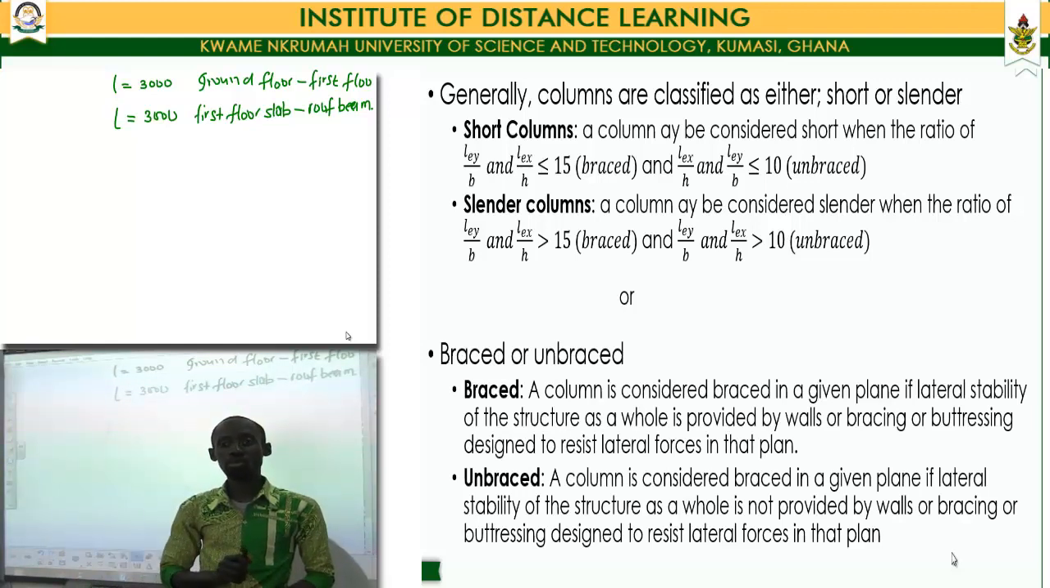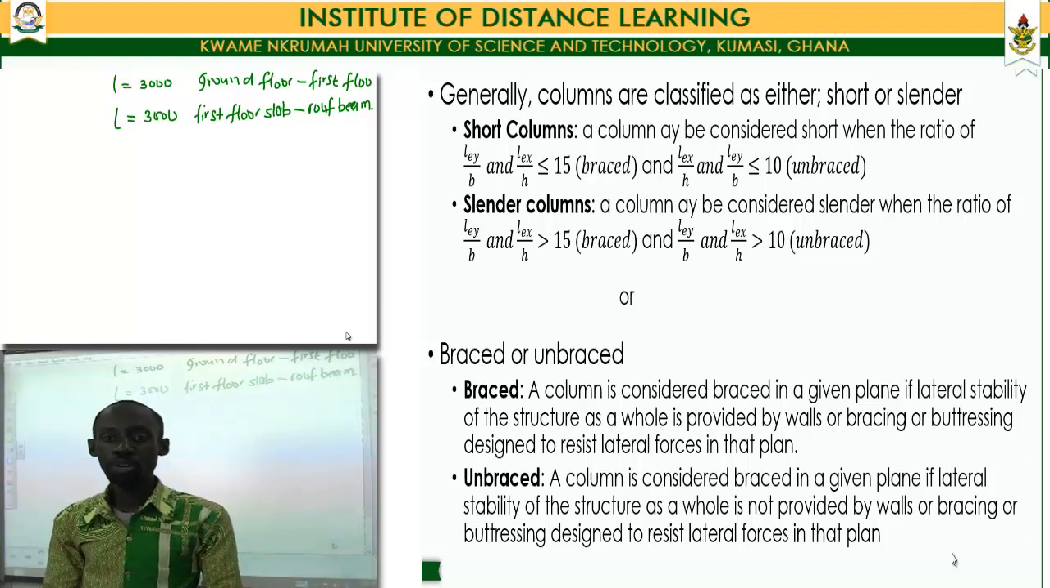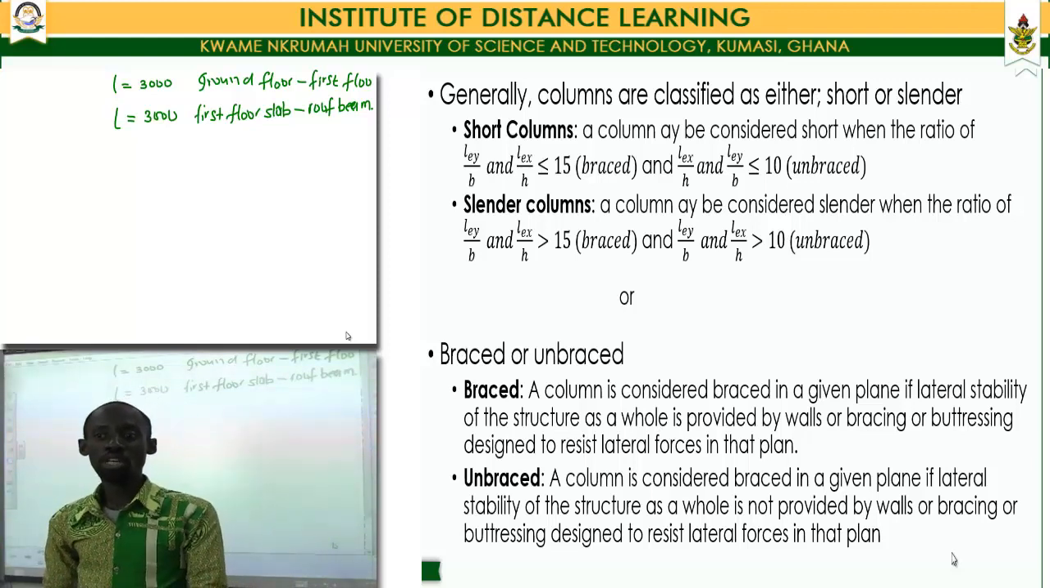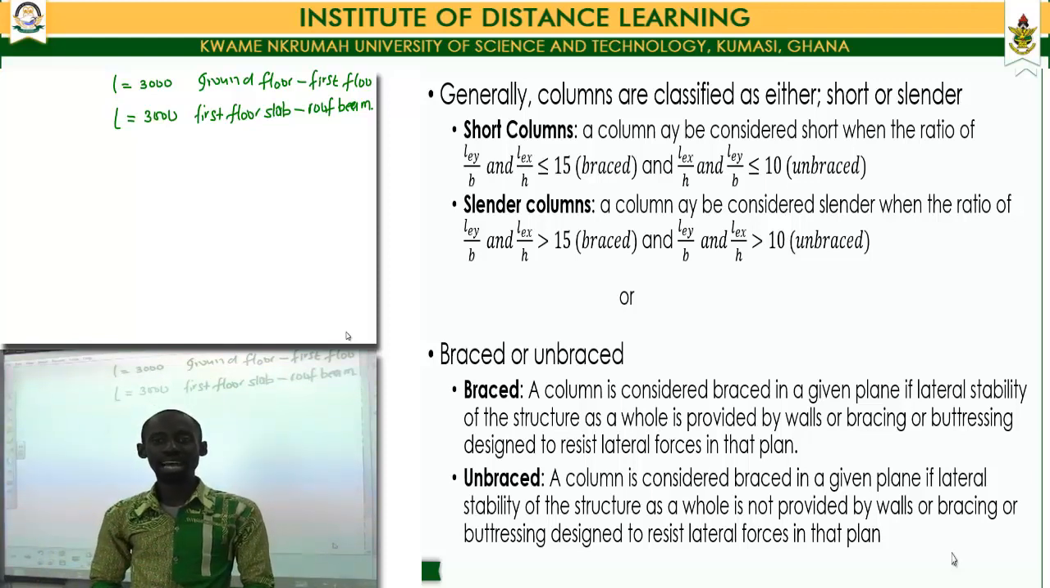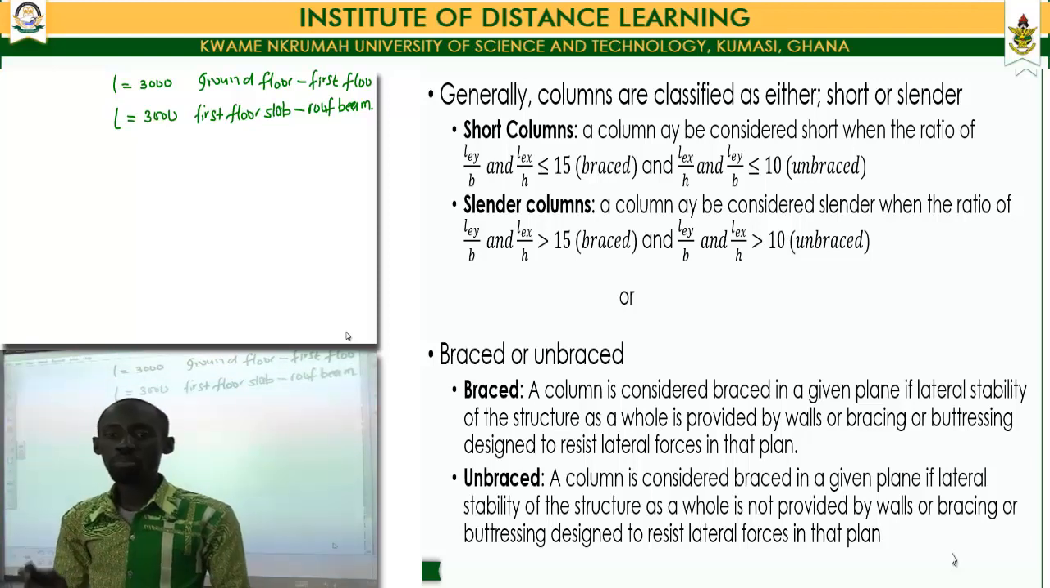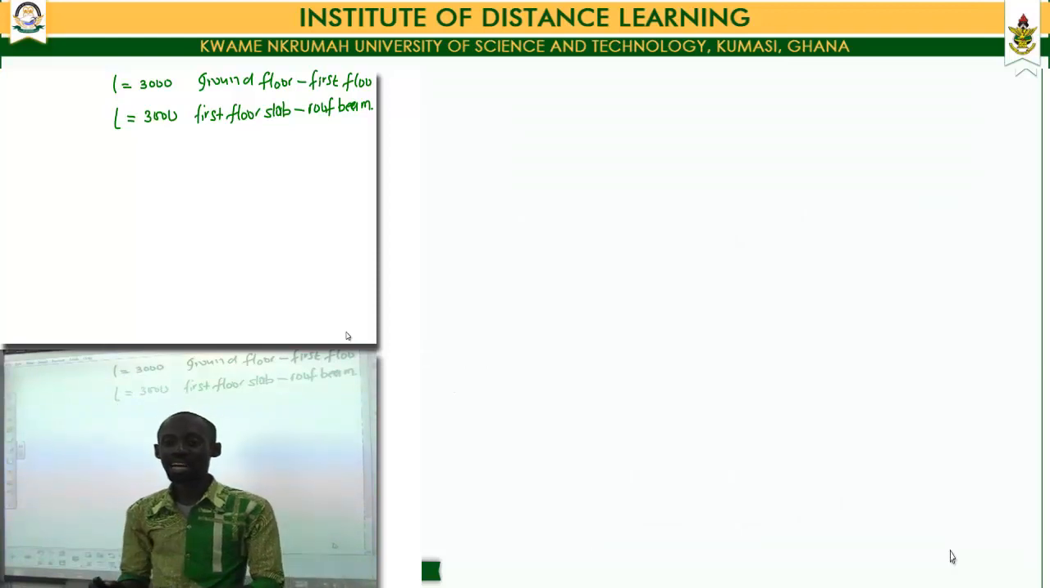Now again, a column can also be termed as either braced or unbraced. A column is considered to be braced in a given plane if lateral stability of the structure as a whole is provided by walls, bracing or buttressing designed to resist lateral forces in that plane.